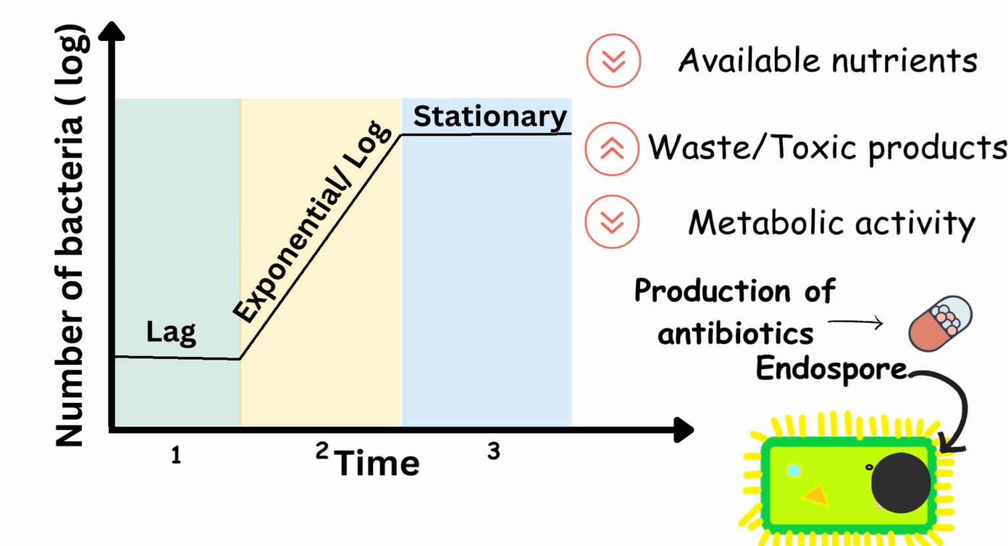Physiologically, the cells become quite different at this stage as they try to adapt to the new starving conditions. Spore forming bacteria produce endospores in this phase, and the pathogenic bacteria begin to generate substances, for example, virulence factors, that help them survive these harsh conditions. Production of antibiotics such as penicillin, streptomycin, etc., by certain bacteria is also seen during this stationary phase of their growth.